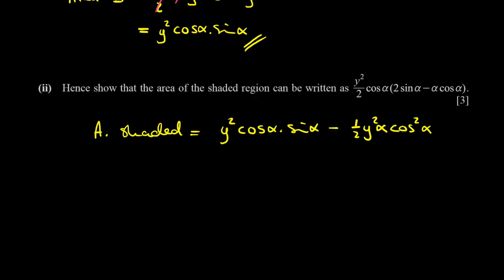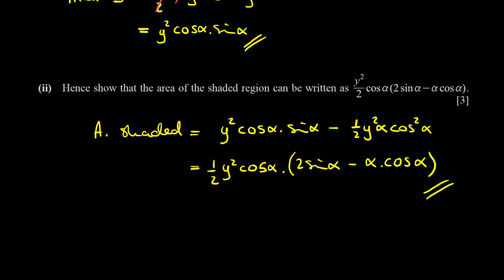Okay, then. Now we're going to factorize out the common factors. The common factor is y squared and cosine alpha, and we'll factorize out the half as well. If we do that, we get a half y squared cosine alpha, bracket 2 sine alpha, because remember we're factorizing out a half, so dividing by a half is the same as times by 2, minus alpha cosine alpha, because cos squared divided by cos is cos. And there we go. That's our final answer to part 2 there.